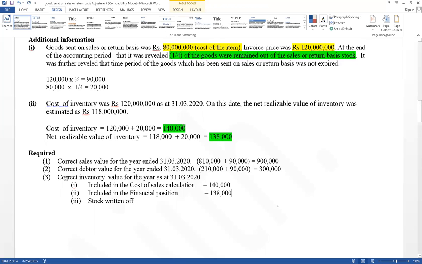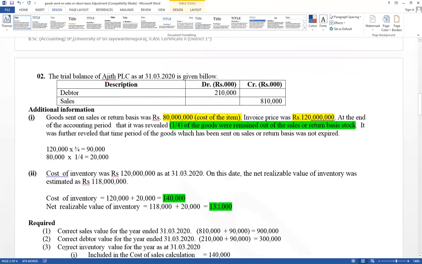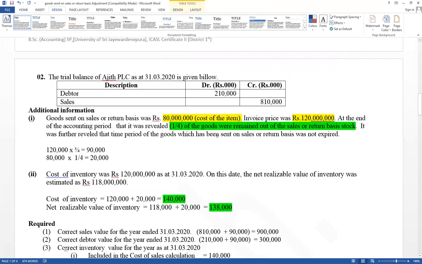If NRV is lower than the cost value, if net realizable value is lower than the cost value, then the difference value is stock written off. That value should be included under other expenses in the income statement. Value equals 2,000. Stock written off should be recognized if net realizable value is lower than the cost value. In this example, the difference value equals 20,000. But if NRV is higher than the cost value, the difference value should not be considered as a stock written off.